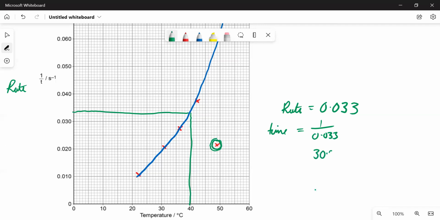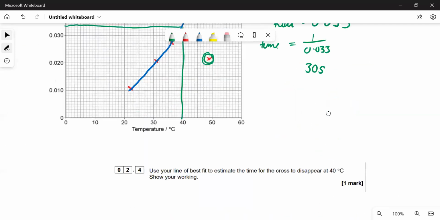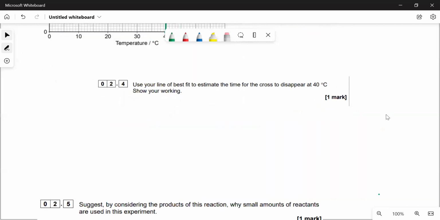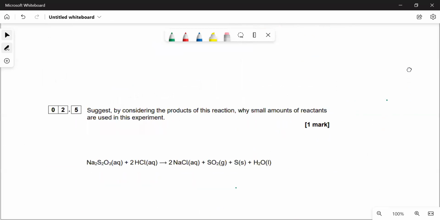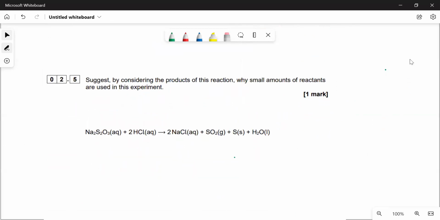I'll just do it to the nearest second: 30 seconds. Now, suggest by considering the products of this reaction why small amounts of reactants are used in this experiment. This is one of these questions where it's not always 100% clear what they're trying to get at. But it does say small amounts. Why small amounts? And consider the products.